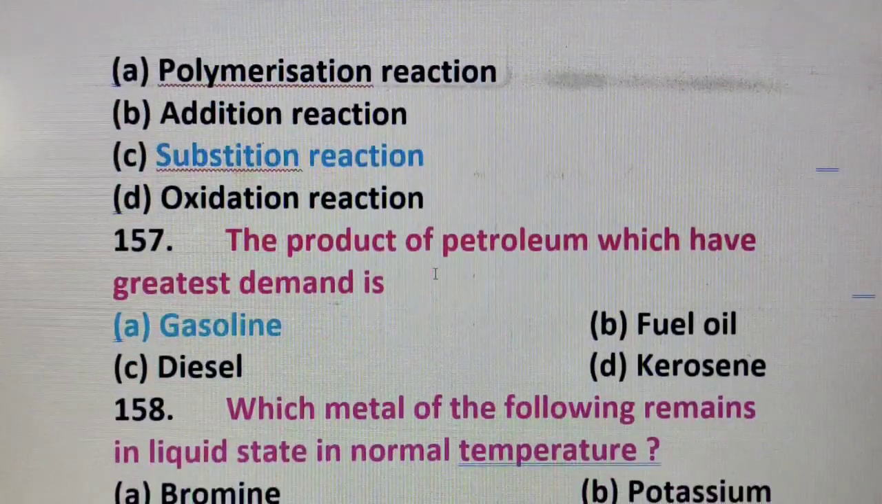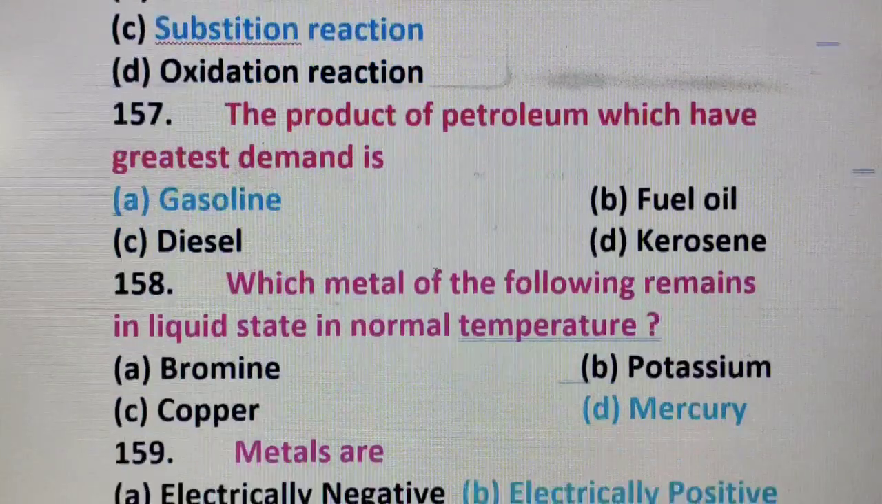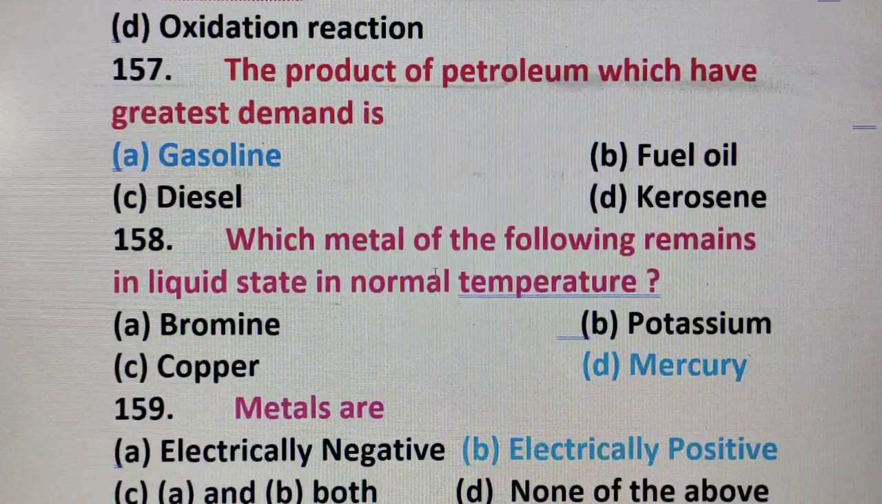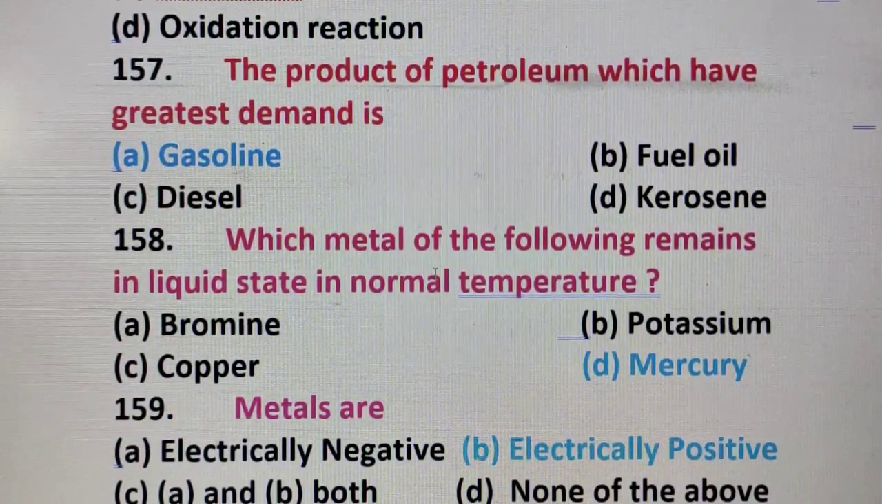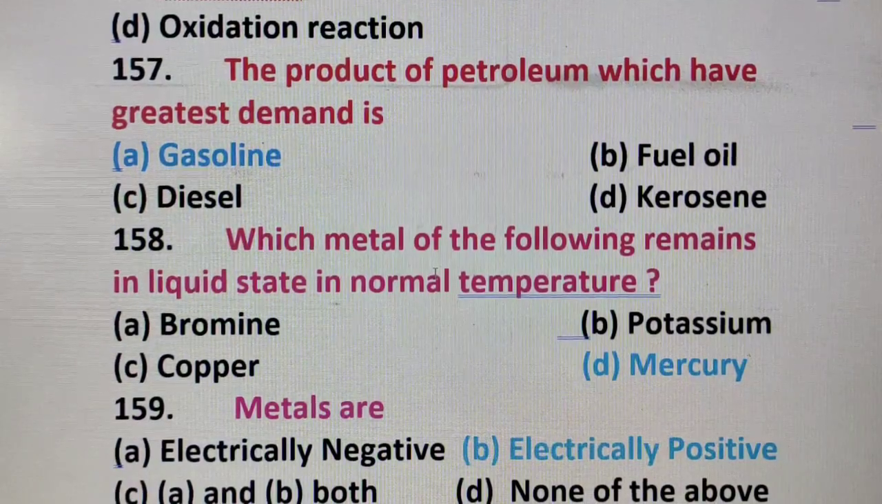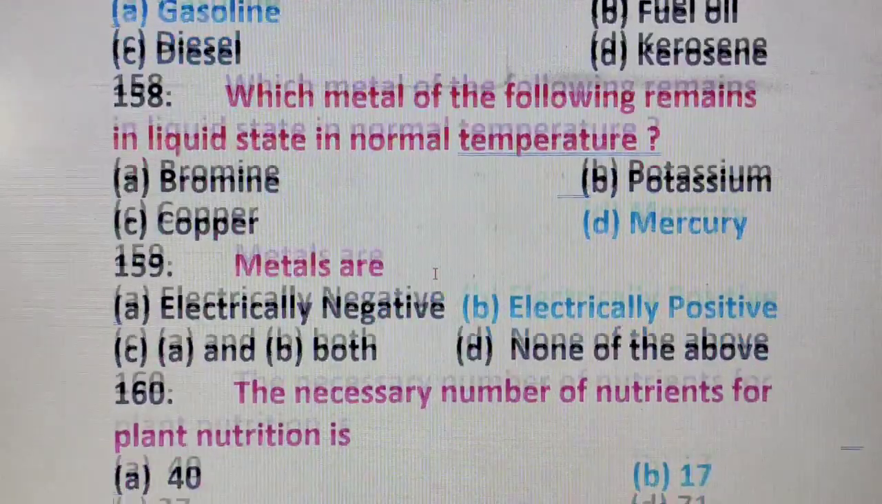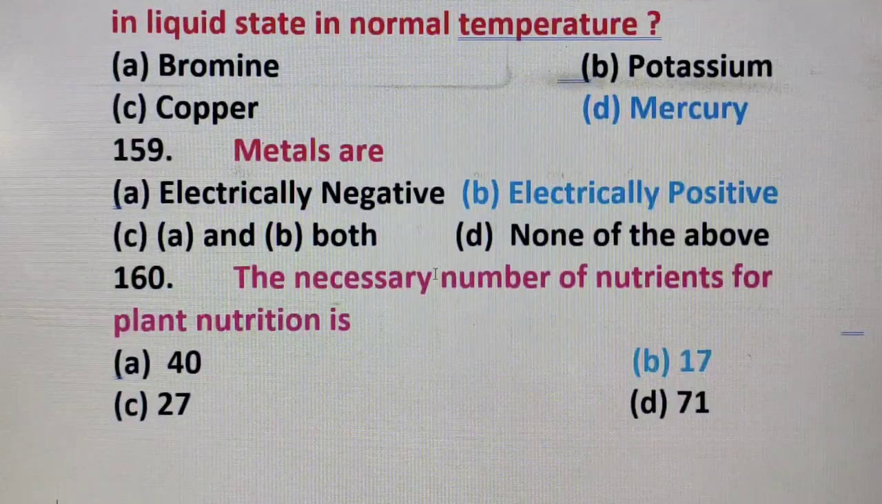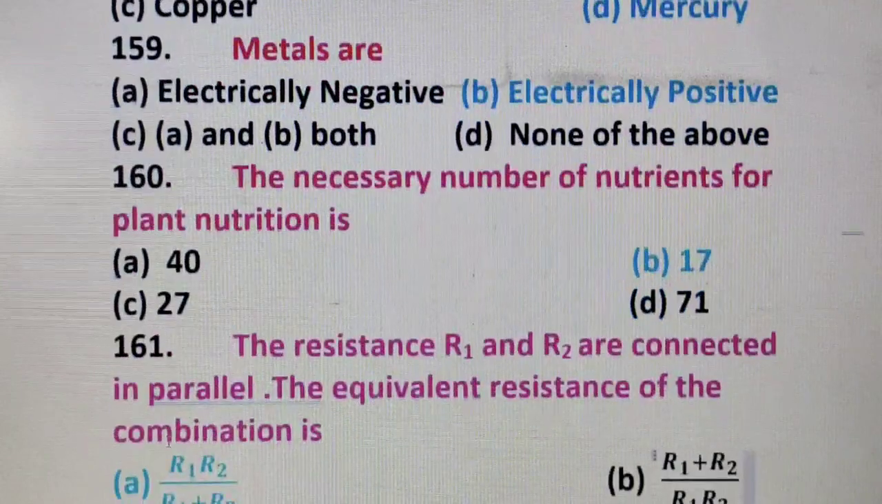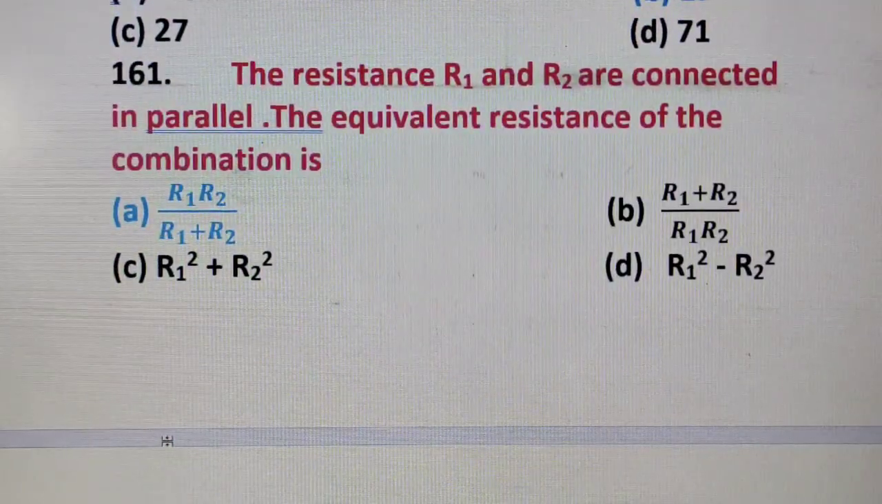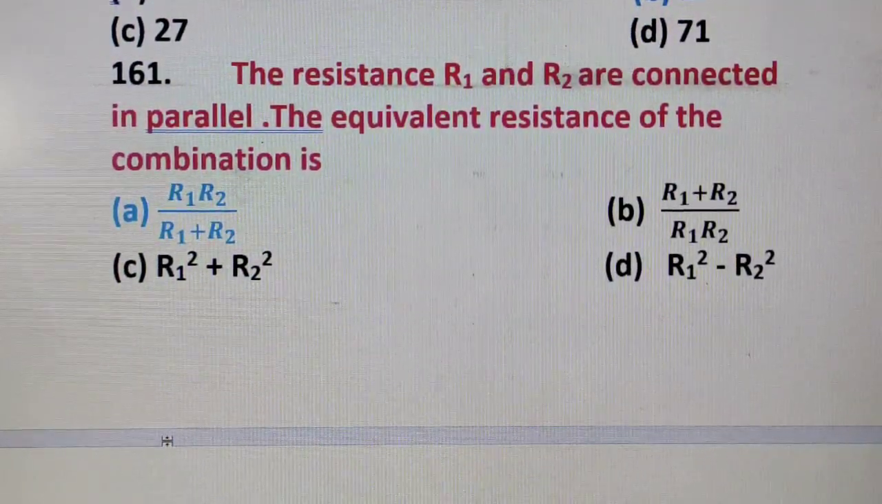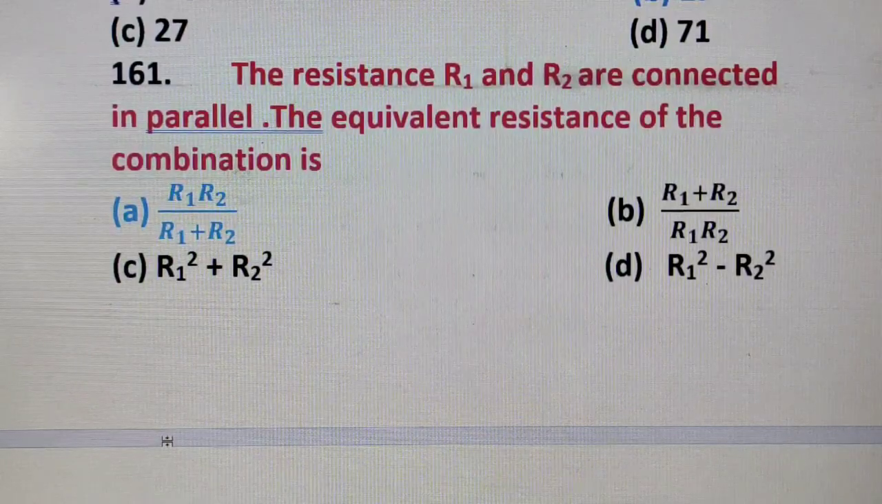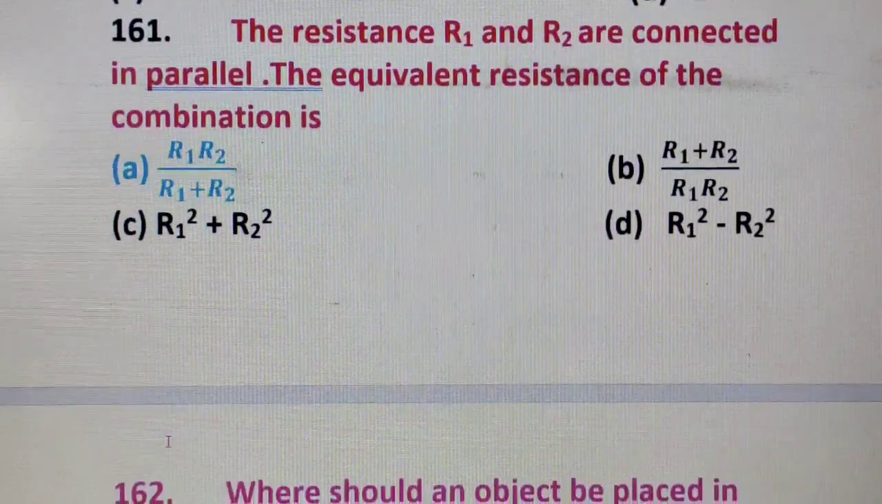The product of petroleum which has the greatest demand is gasoline. Which metal of the following remains in the liquid state at normal temperature? This is mercury. Metals are electropositive. The necessary number of nutrients for plant nutrition is 17. The resistances R1 and R2 are connected in parallel. The equivalent resistance of the combination will be R1 R2 by R1 plus R2.